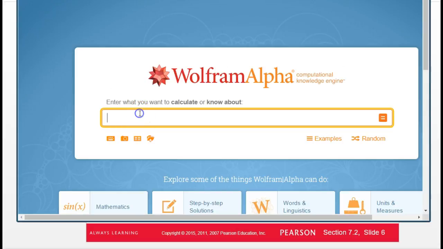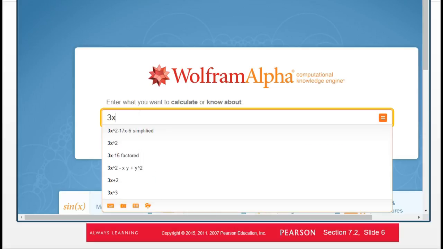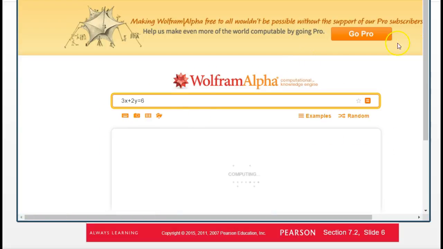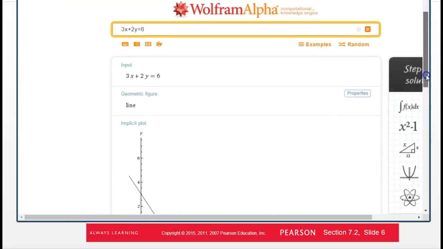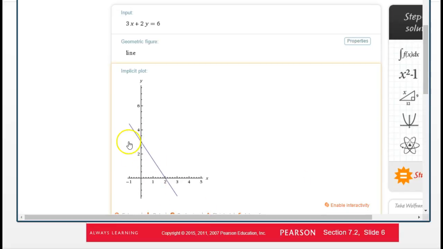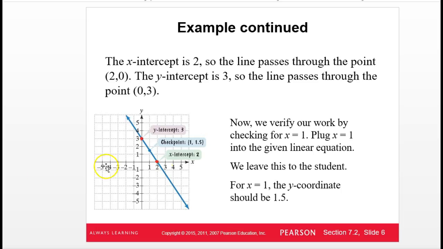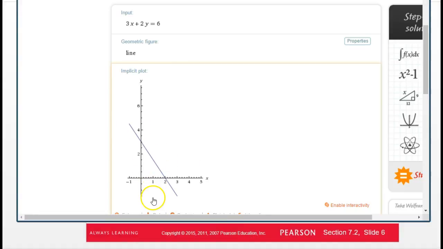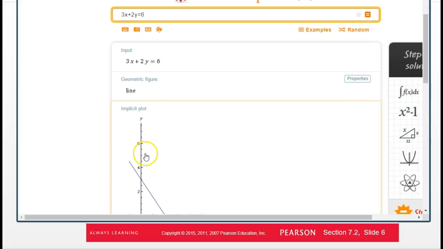Alright, again, Wolfram Alpha, great tool for this course. 3x plus 2y equals 6. I can type that into Wolfram Alpha and hit enter, and it will show me that line. There's our y-intercept up there at 3, and there's our x-intercept over there at 2, just like we got right here. So Wolfram Alpha is a great tool for plotting these lines and giving you a visual.